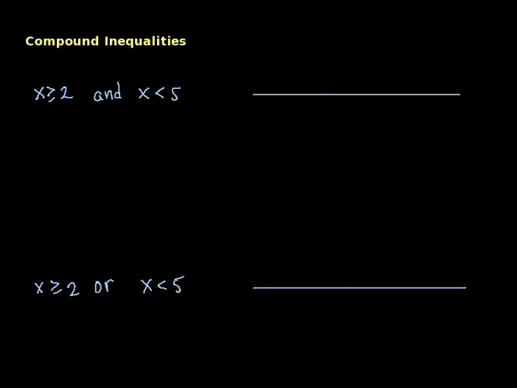Let's start out with the first problem. What I'm going to do is just graph each of these inequalities separately. We'll start out with x is greater than or equal to 2. And I'll do that one in green. Greater than or equal to, the equal to part means we close in the circle at 2. The greater than means numbers larger than 2.